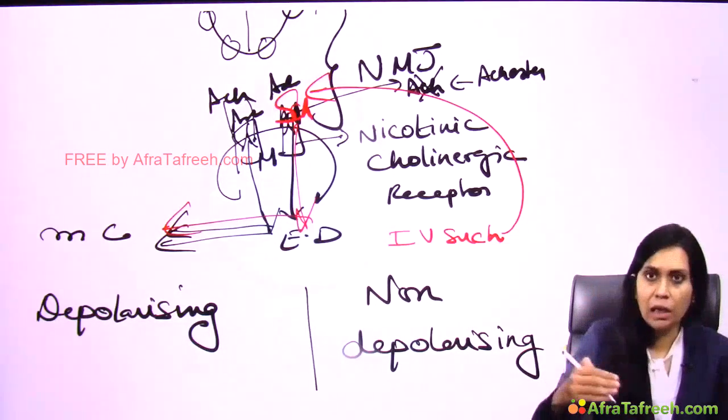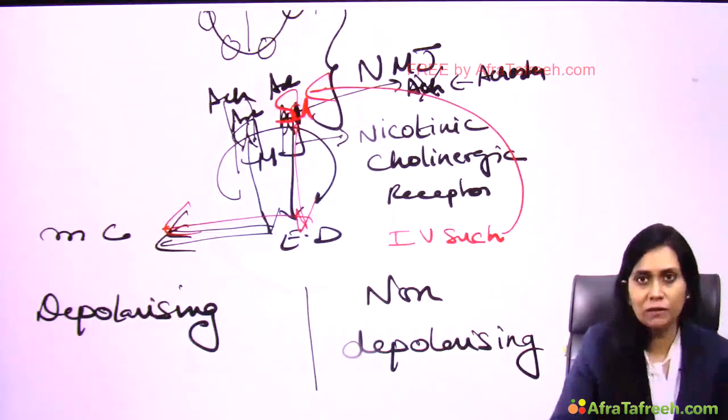But unlike acetylcholine, it doesn't detach as fast. It keeps sitting on the receptor and keeps the receptor in a depolarized state. The receptor does not get repolarized and muscle paralysis results. So what is the mode of action of succinylcholine? Persistent or prolonged depolarization of the nicotinic cholinergic receptor. Got my point? Okay.